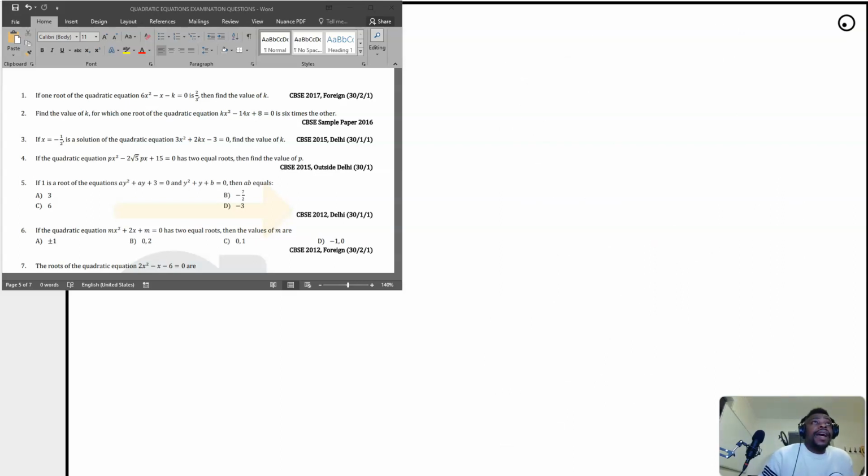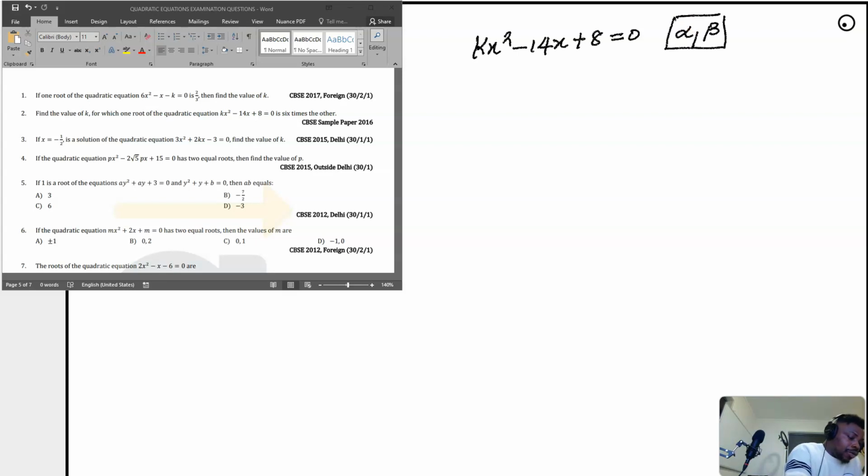Now, the next question. Find the value of k for which one root of the quadratic equation kx squared minus 14x plus 8 is equals to 0 is 6 times the other. That means one of the roots is 6 times the other root. Let's assume that the roots of the equation are alpha and beta, right? And one of these roots, let's say alpha, is 6 times the other root. So 6 times beta, because beta is the other root.